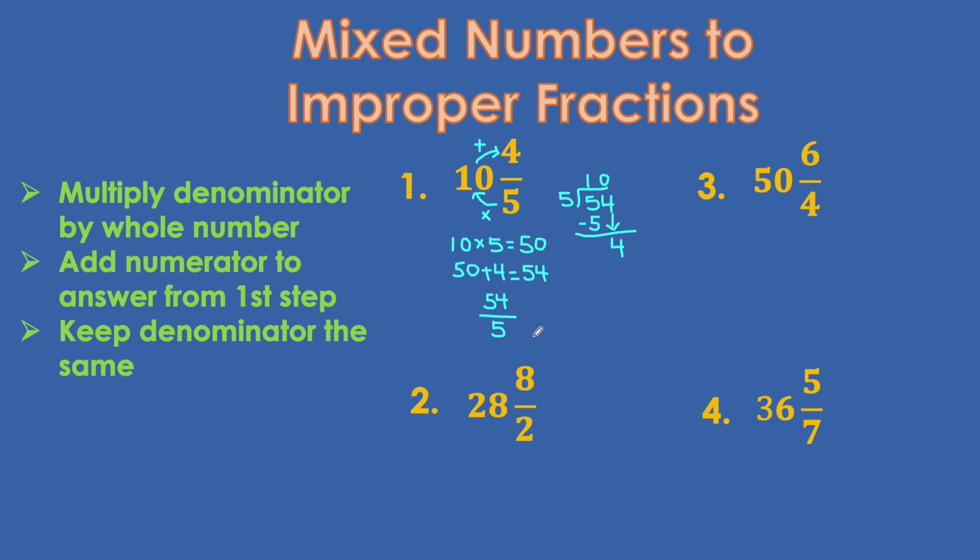So that's how you know if you got the correct answer, because you can divide the numerator by the denominator of the improper fraction, and you can see if you end up with the right answer. You're going to get the mixed number you started off with. That's how you check if you got the right improper fraction. Moving on to number 2.